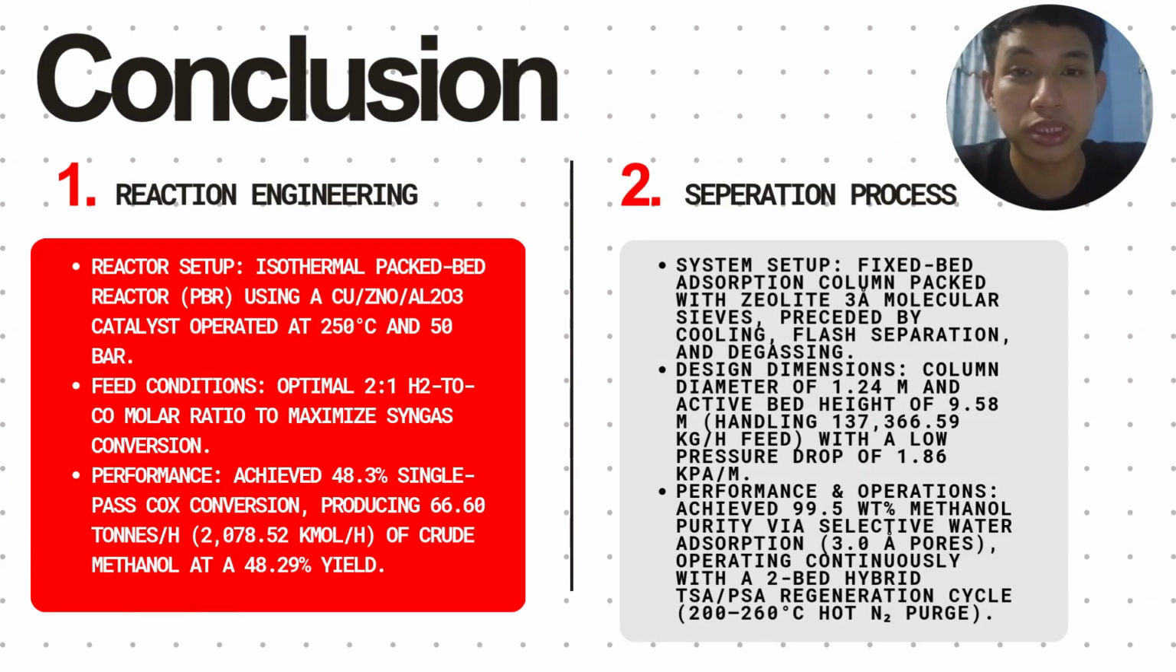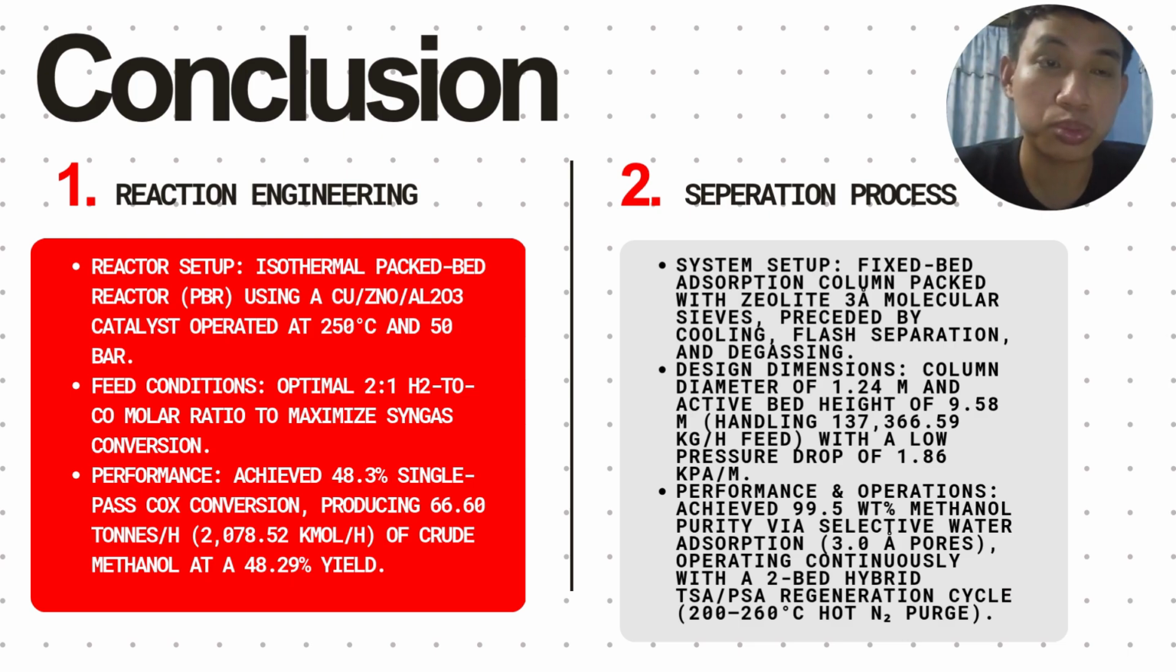So the conclusion for reaction engineering is we use an isothermal packed-bed reactor with a copper, zinc oxide and aluminum oxide catalyst operated at 250 degrees Celsius and 50 bar. We also use the 2 to 1 ratio for hydrogen and carbon monoxide to maximize the syngas conversion. We also managed to achieve a conversion of 48.3%, producing around 66.6 tons per hour of ethanol, which yields around 48.29%.